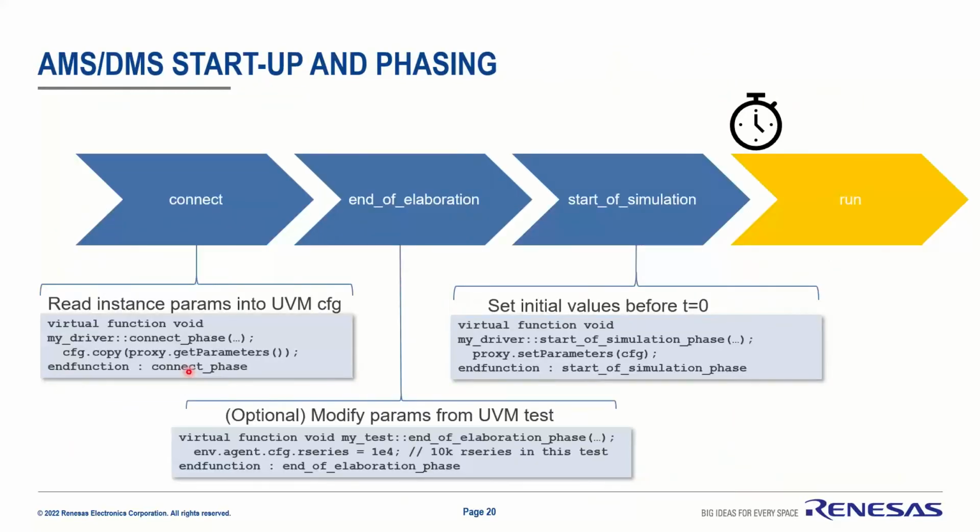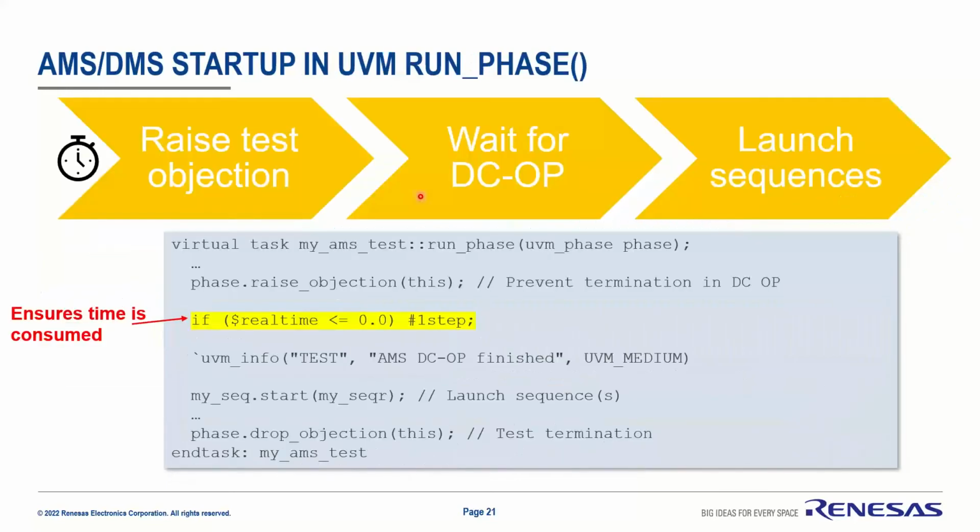So the phasing we've done is in the connect phase, we use the proxy to go and get all the parameter values from the instances. Like I've instanced a cap with a default value. This goes and reads it into the configuration database. Your test might modify it during the elaboration phase, and then just before the start of the sim, we go and apply those changes, and then we start the run phase.